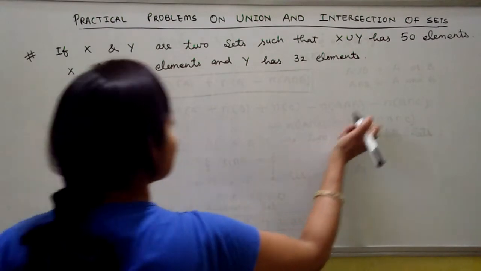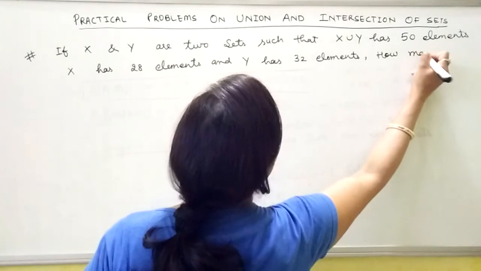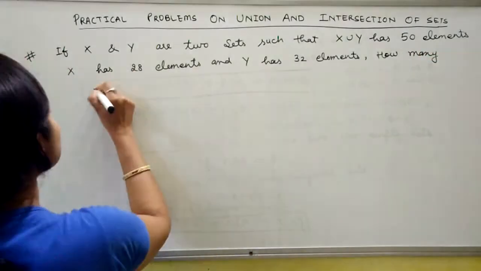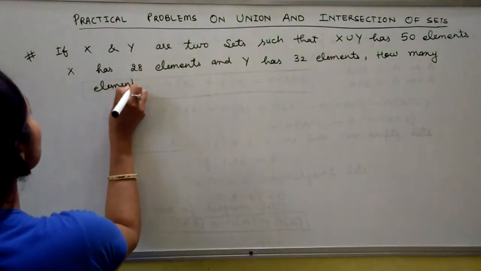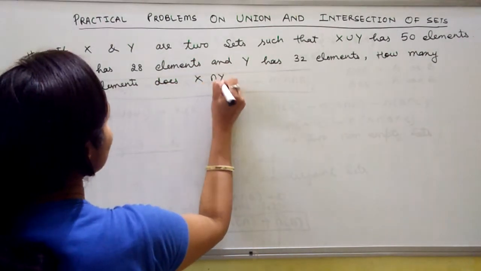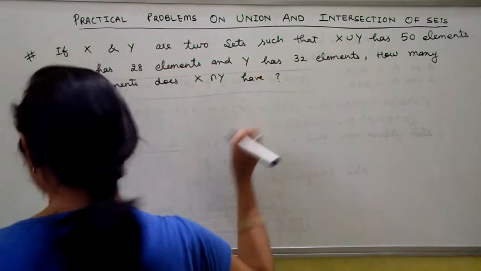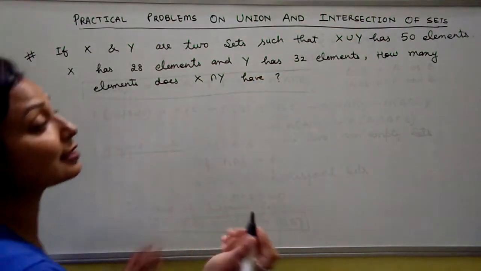How many elements does X intersection Y have? So how can you solve this question? This is a very easy question.